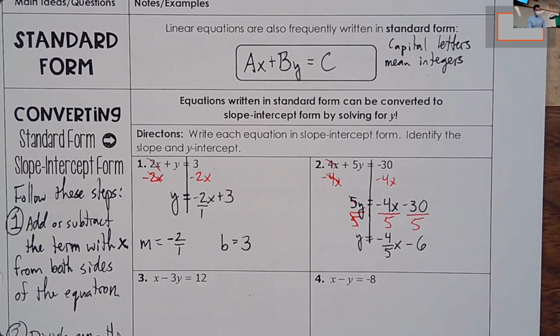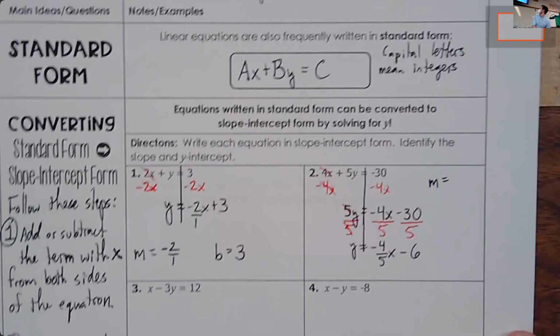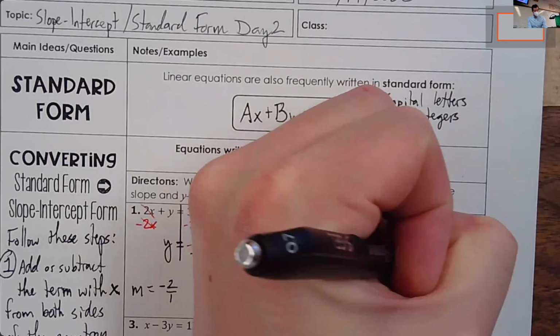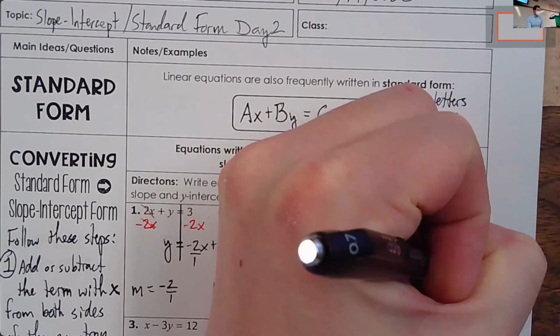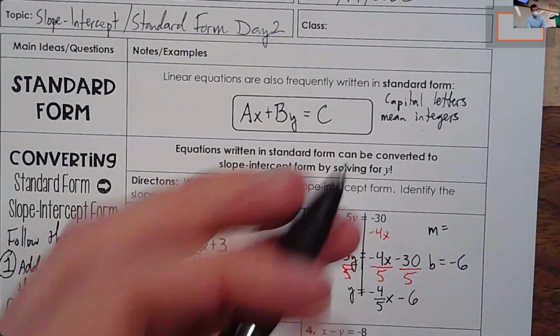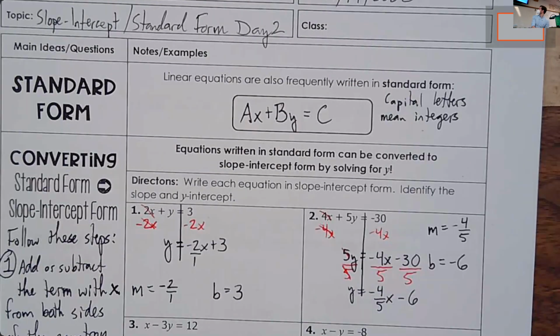All right, so what is our slope for this line here? What is m? That'll be our value of b. That'll be our y-intercept. Yeah, -4/5. So the slope is -4/5, and the y-intercept is -6.